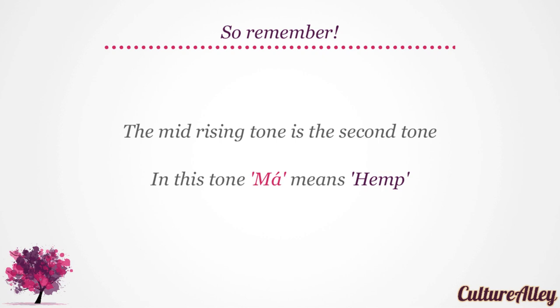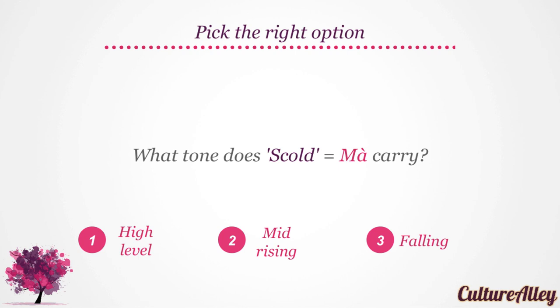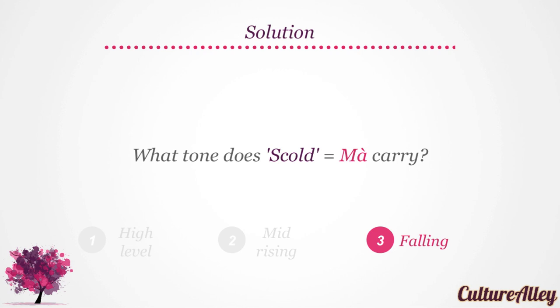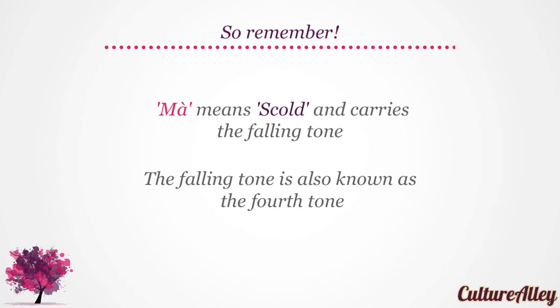What tone does scold, which translates to ma, carry? Will it be the high-level tone? Or the mid-rising tone? Or the falling tone? Scold, which translates to ma, carries the falling tone, or the fourth tone. Well done if you got that one right. So remember, ma, meaning scold, carries the falling tone, also known as the fourth tone.